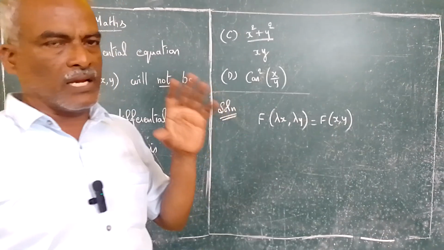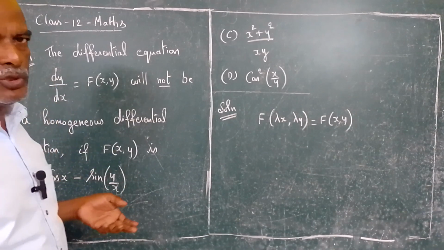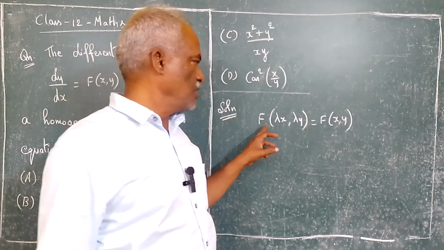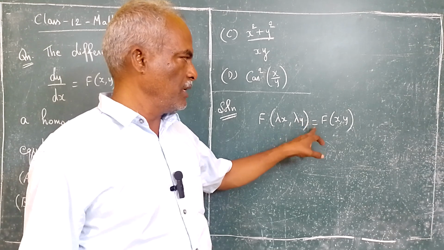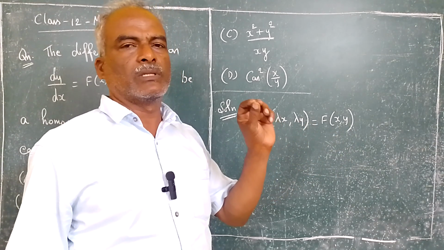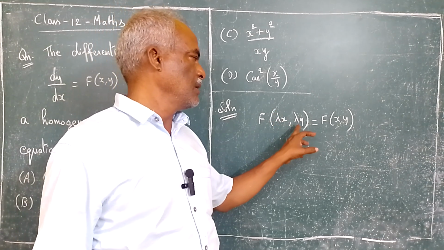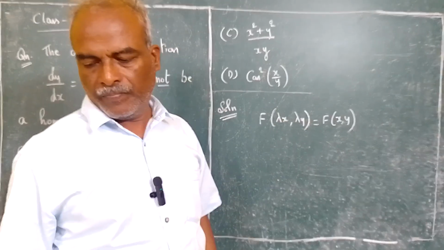So the necessary condition for a differential equation to be homogeneous is function of lambda x comma lambda y should be equal to function of x, y. That is, x is multiplied with a multiplier lambda. Similarly, y is also multiplied with the multiplier lambda.